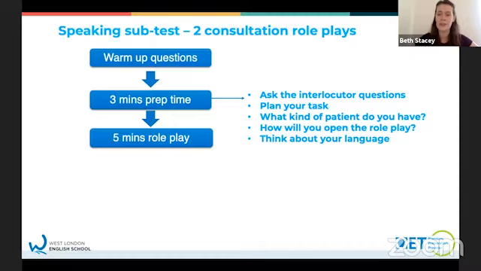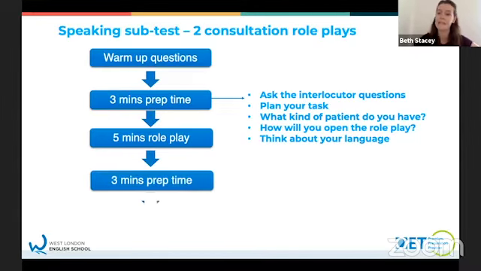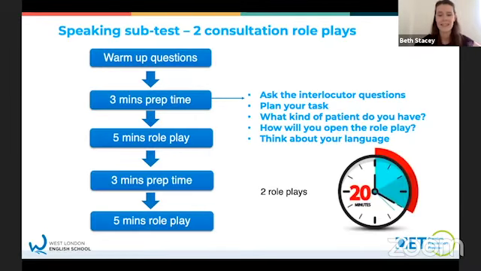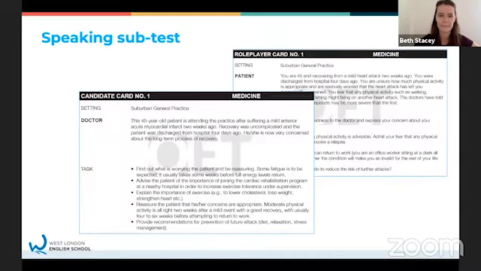So after the 3 minutes, you have your actual role play, your 5 minutes, where the interlocutor records the role play. And because there's 2 consultation role plays, you then have another 3 minutes and another 5 minutes. In total, the test will take roughly about 20 minutes.